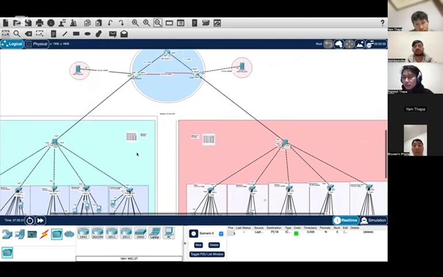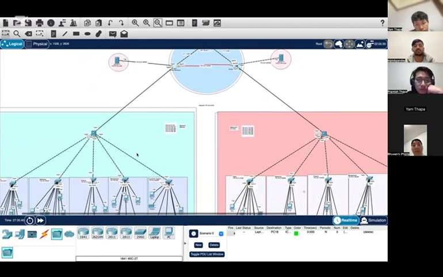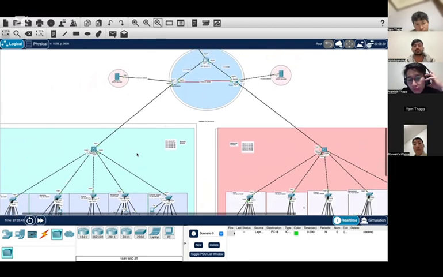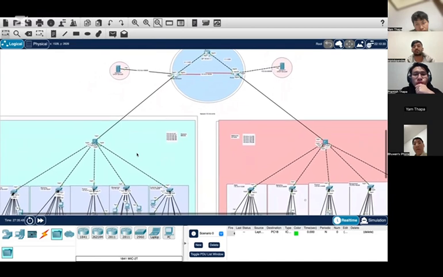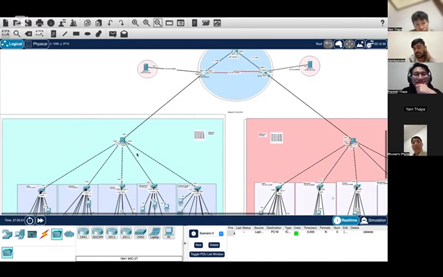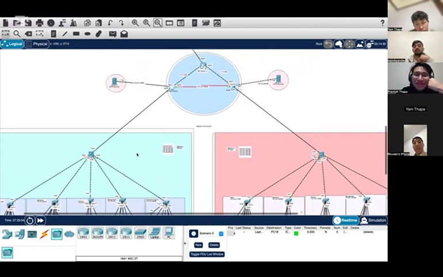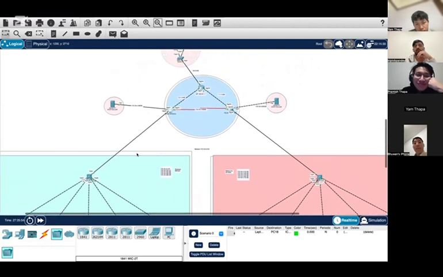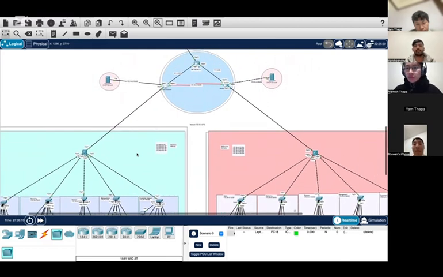And for the IP addressing scheme, we have organized it by using private IP ranges from 172.16.4.1. 4 is our group number. That's why we have put the number 4 in this IP address. And I would like to continue this part with my friend.